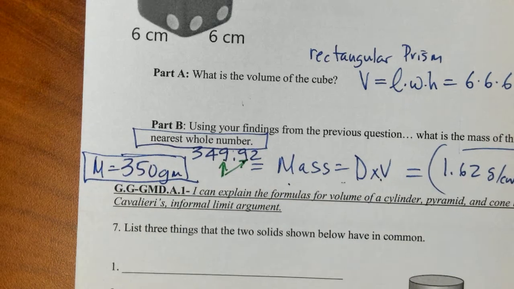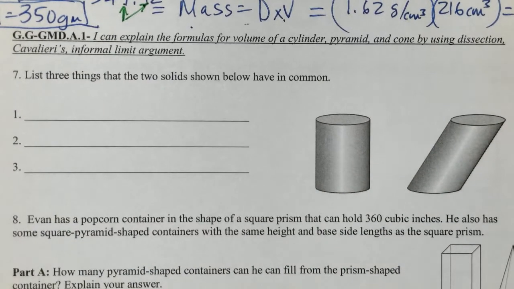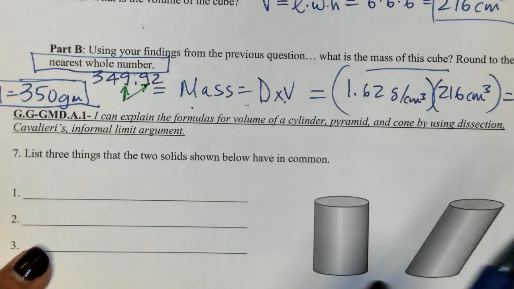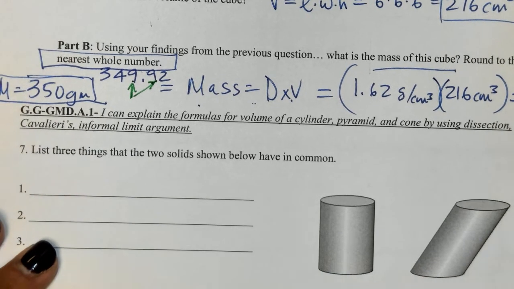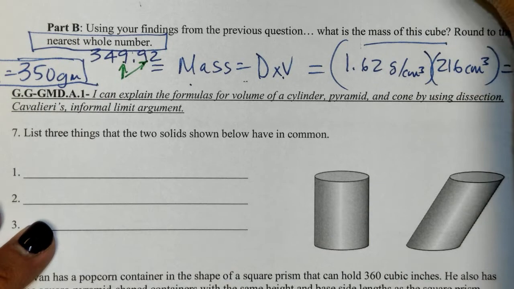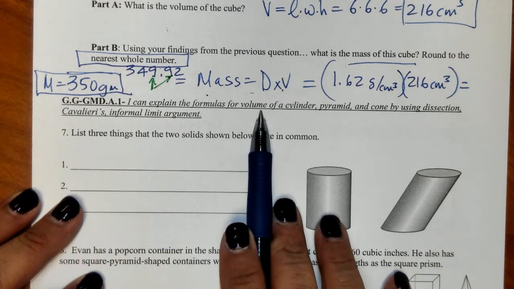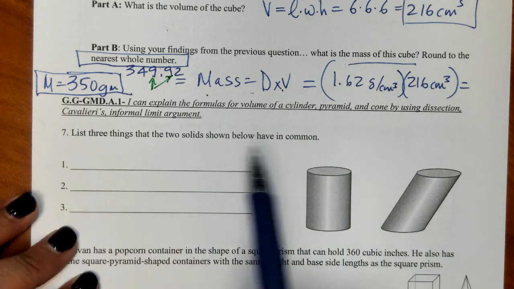Okay? All right, so that's giving you some really good practice about rounding. Let's go on to the next part. This is GMD A.1. The previous one we did was MG A2 and GPE B7. I apologize, I didn't introduce these standards. Very important because you're graded on standards. Okay, I can explain the formula of the volume of cylinder, pyramid, cone using dissection, Cavalieri's principle, and informal limit argument.